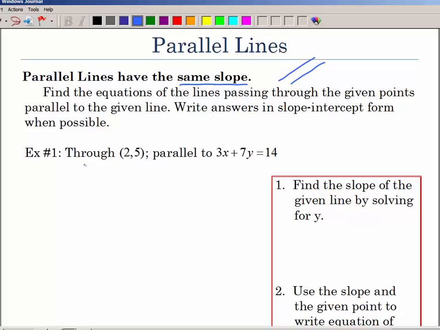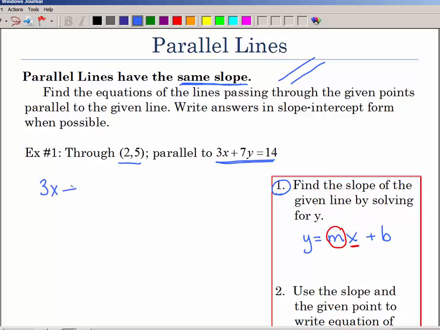Well, we're asked here, we want to find an equation of a line that goes through the point (2, 5), but we want it to be parallel to this line. Since parallel lines have the same slope, the first thing we need to do is find the slope of this line. And the easiest way to do that is to solve for y, because once it's solved for y, then it's in that form of y equals mx plus b. That coefficient of x is going to be our slope.